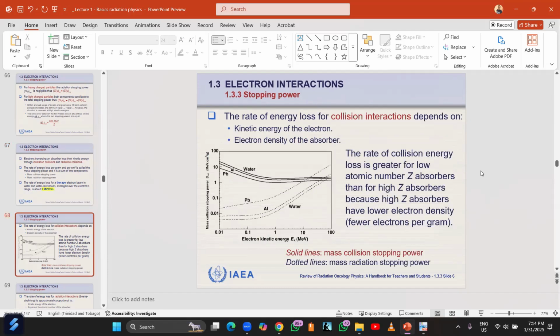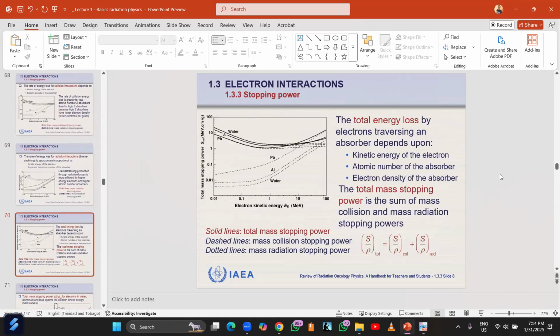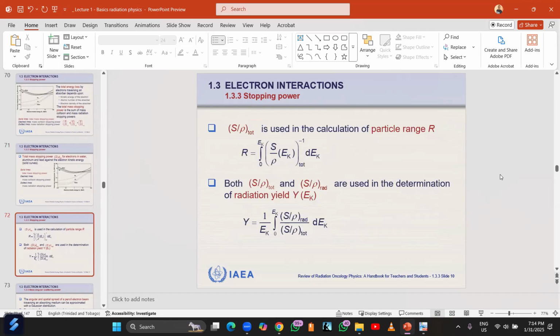I think that's the important part I wanted to cover. We can skip this part and this part. We can skip these graphs.